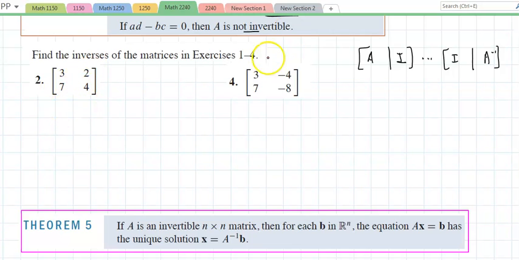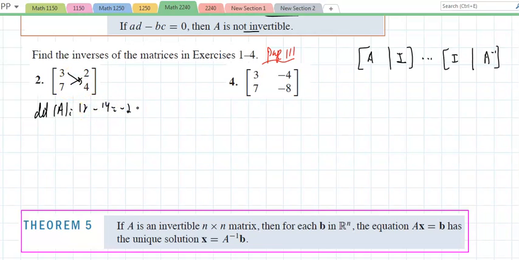So this is on page, let me just get the page really quick. That's on page 116, I believe. 111. So first I'll find the determinant of this. Again, I know we didn't define that yet. Call this the matrix A. The determinant of A is 12 minus 14, which is negative 2.